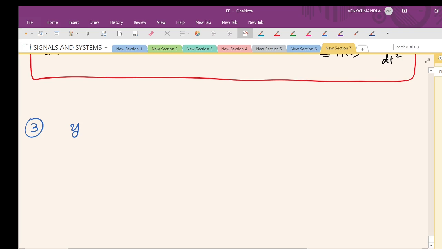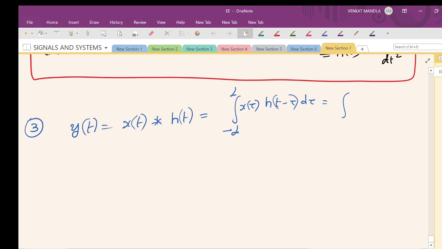Let us say y(t) = x(t) convolution with h(t) = integral from minus infinity to plus infinity of x(τ) h(t − τ) dτ, which equals the integral from minus infinity to plus infinity, these are τ limits, of x(t − τ) h(τ) dτ. This is from the first property.